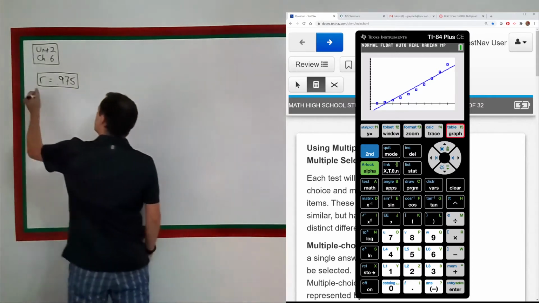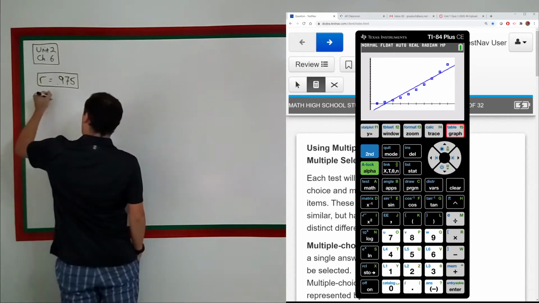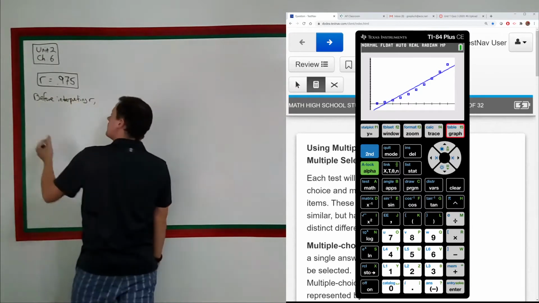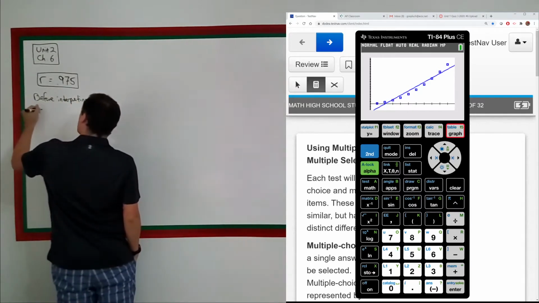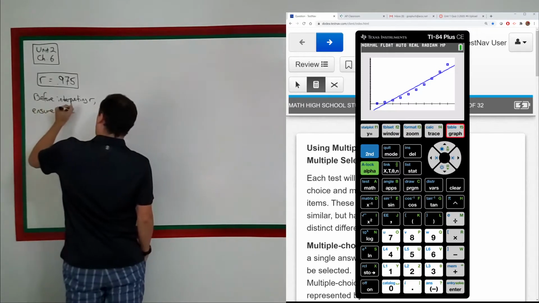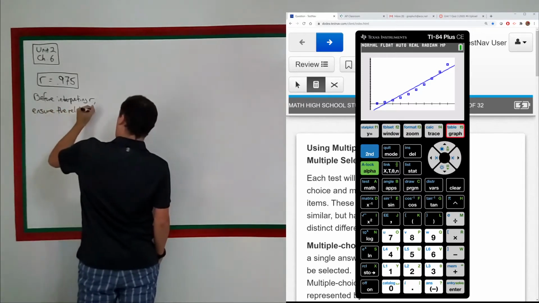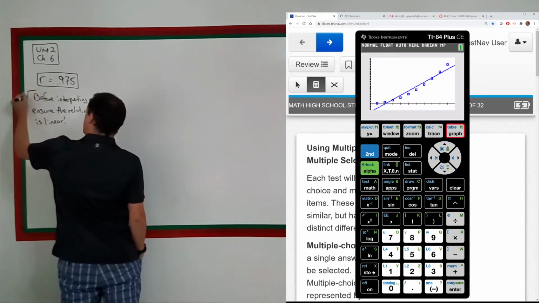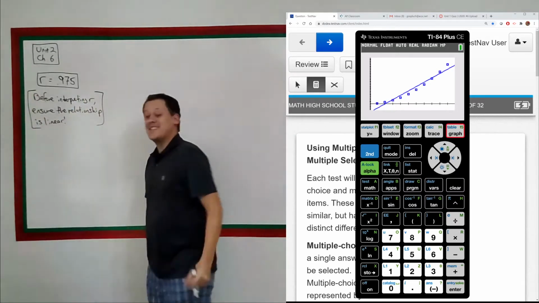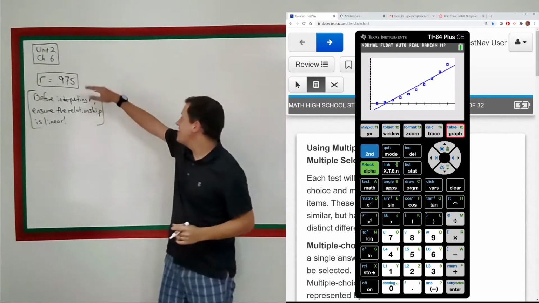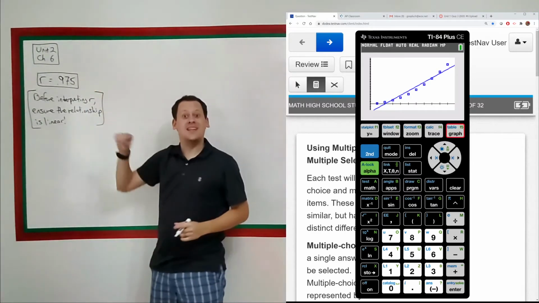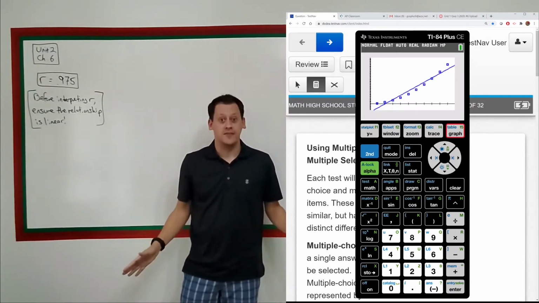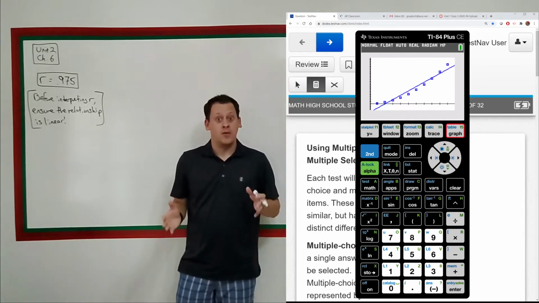So, before interpreting R, ensure the relationship is linear. Because if the relationship is not linear, this correlation coefficient is meaningless. It means absolutely jack squat. Nothing. Zip zilch nada. Okay?